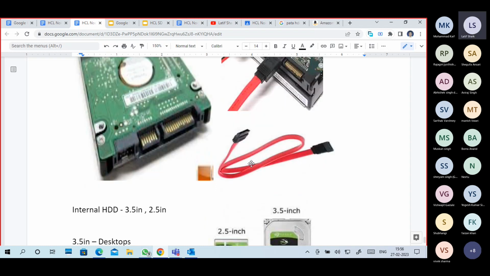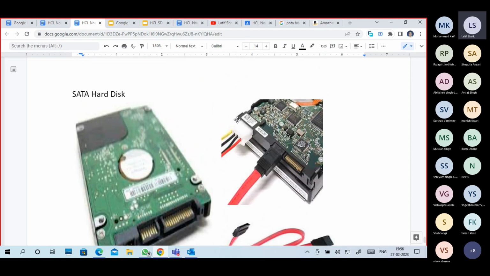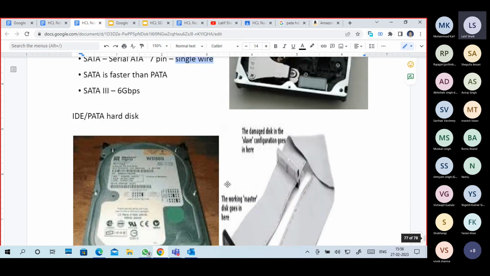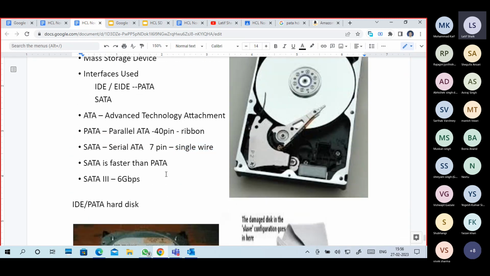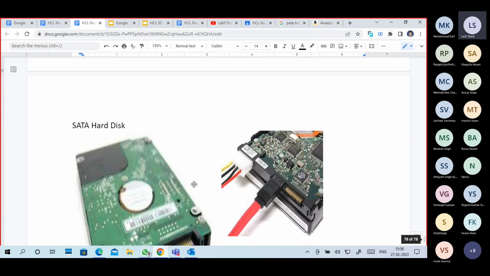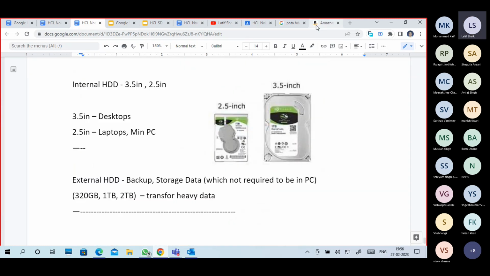So this is the SATA cable. You can see this is the SATA cable. This is a little bit different, guys. This one uses a Molex connector, but generally they use a SATA interface power connector. This connected one is the data connector. Okay, this is SATA. SATA is faster than PATA. Nowadays we are using SATA type hard disks only. SATA type CD or DVD ROMs only we are using. We are not using PATA type. So we are all using SATA hard disks.